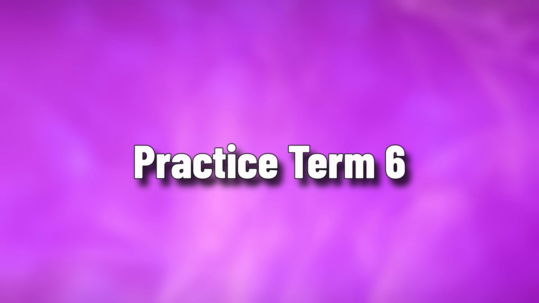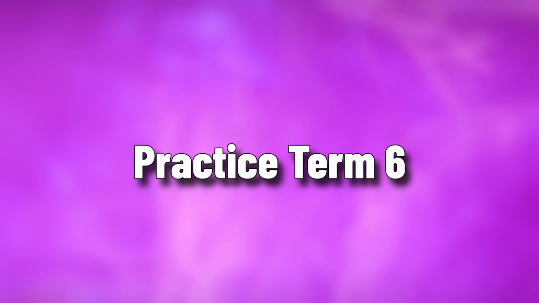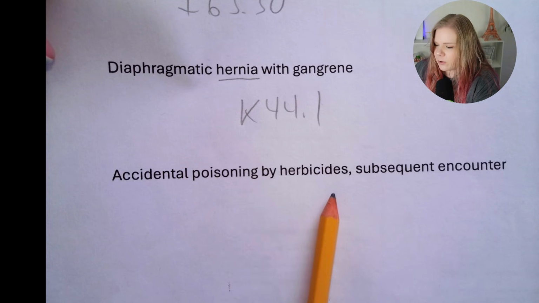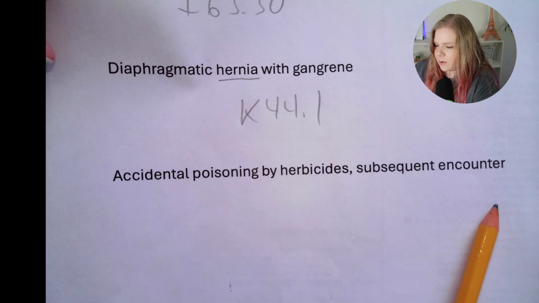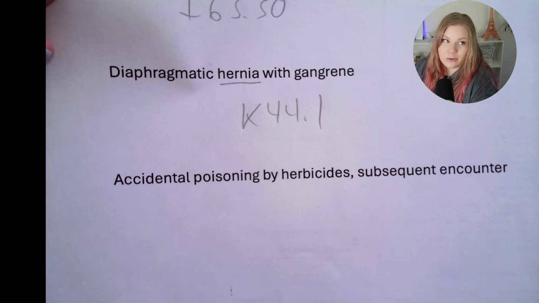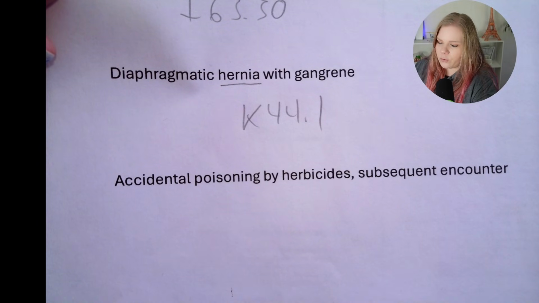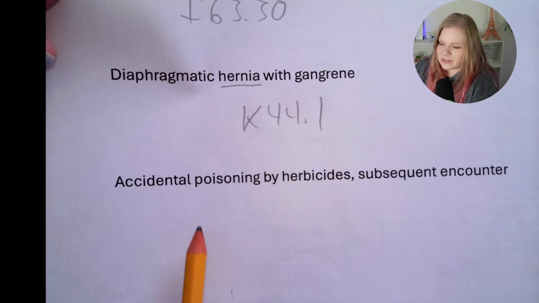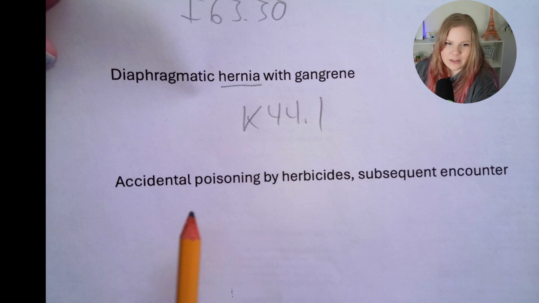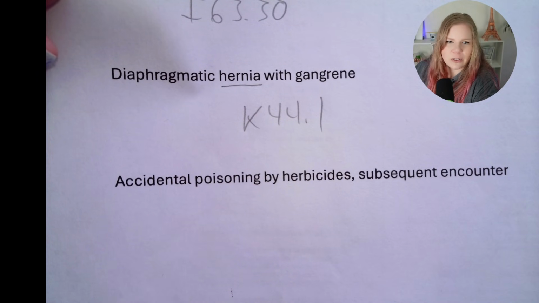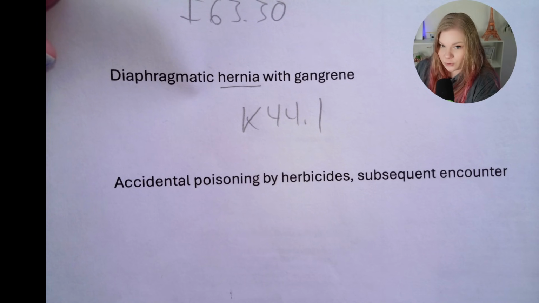Now, the last one is going to be another tricky one. We have here accidental poisoning by herbicides, subsequent encounter. Now, if you've not gotten this far in your ICD-10-CM training, you might not know that we, in addition to the alphabetic index, have an index for external causes and then for poisonings and stuff. We have a table for all of these different things that can happen as a result of accidentally taking substances or overdosing or underdosing, etc. I'll show you where that is.